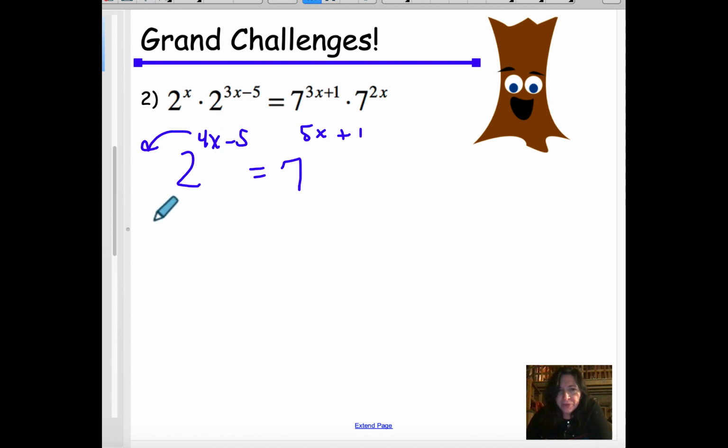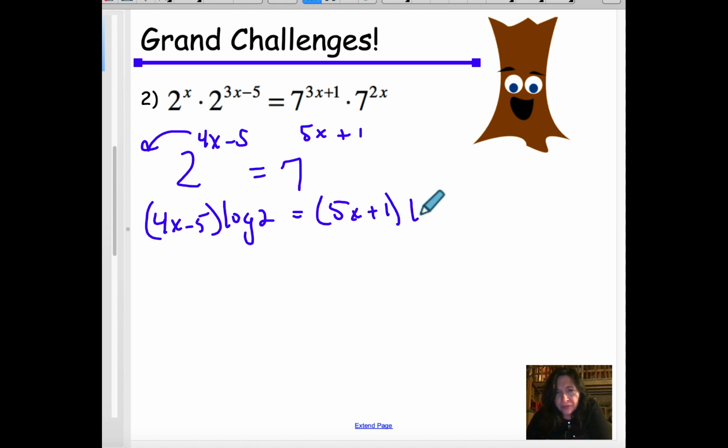Bring this out front. We get 4x minus 5 log 2 is equal to 5x plus 1 log 7. And so if I move this over, like the last problem, I moved those over and I got a value for log 7 divided by log 2. But I'm not going to do that for this problem. For this problem, I'm going to distribute.